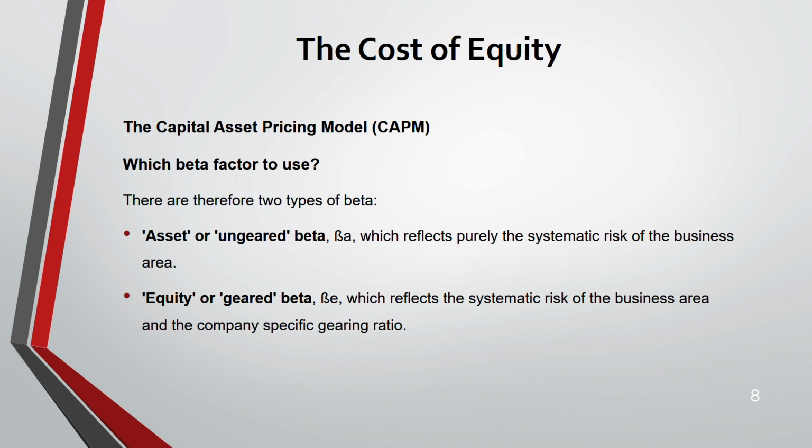Okay. So know that asset beta is only business risk. When it's equity, it measures financial risk as well. It includes both business and financial risk. Geared means what? Equity plus debt. So it includes both.